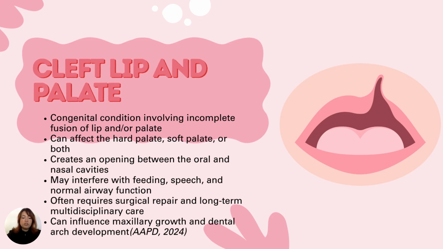So the number one congenital condition that we find that leads to the most severe airway obstruction is the cleft lip and palate. So cleft lip and palate is a congenital condition involving the incomplete fusion of the lip and or the palate. It can affect the hard palate, the soft palate, or both. So the hard palate, if you kind of go over it with your tongue right now, is the most anterior part of your palate that touches the back of your teeth, a little bit under the nasal cavity right there.